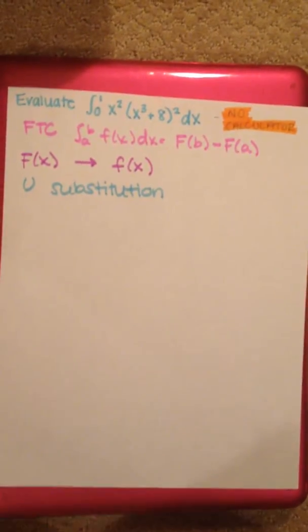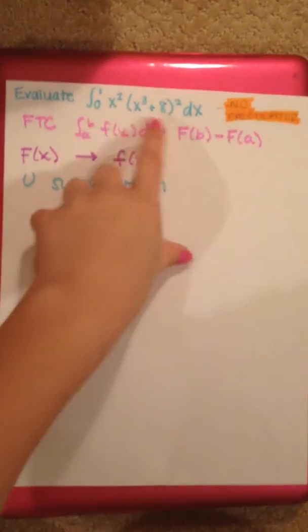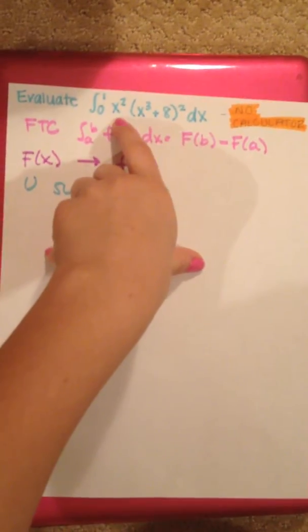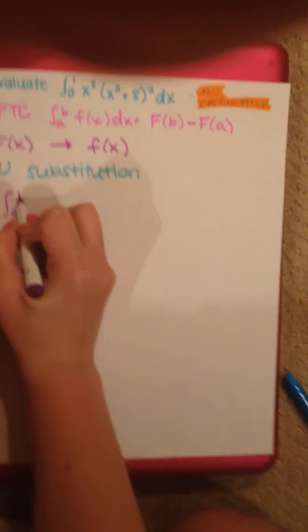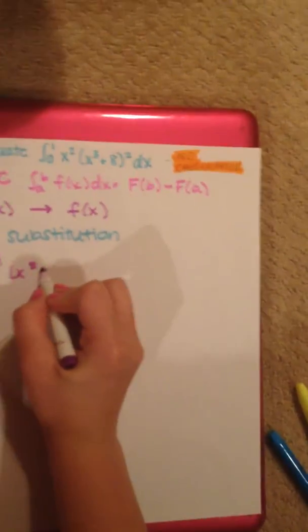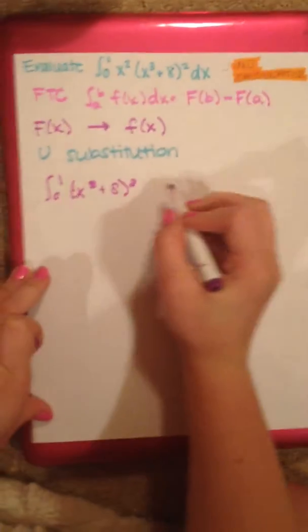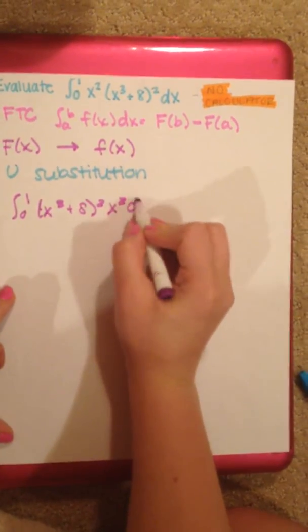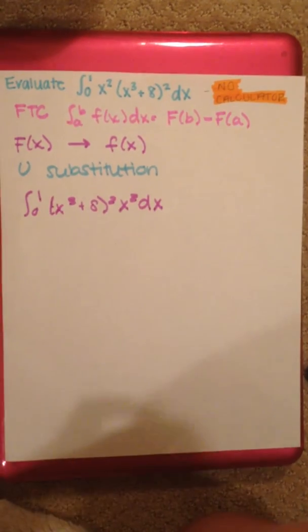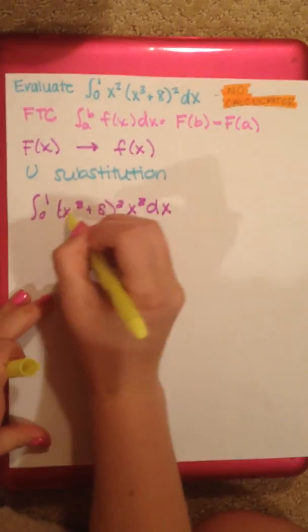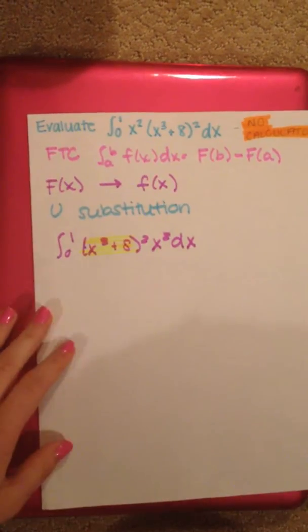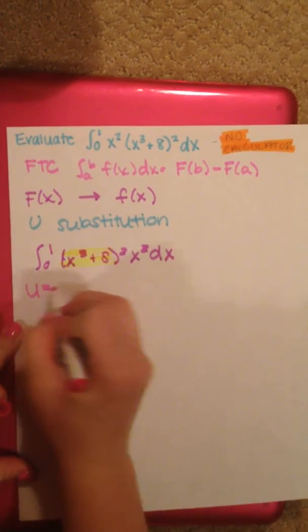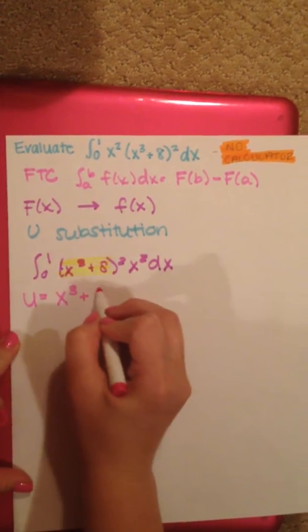So what I like to do is put my dx by my x squared, because what you're doing is your u is what's inside the parentheses. So this is how I write it out. So this right here, that's your u. So u is equal to x cubed plus 8.